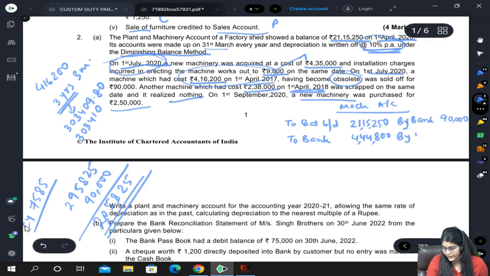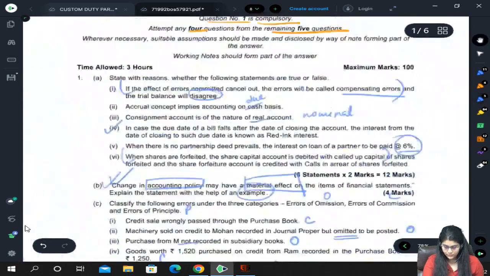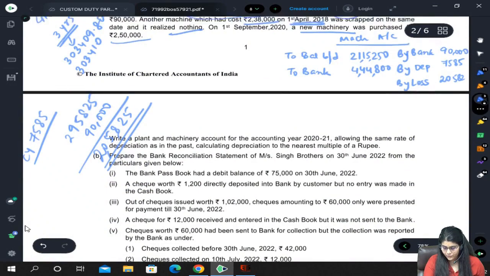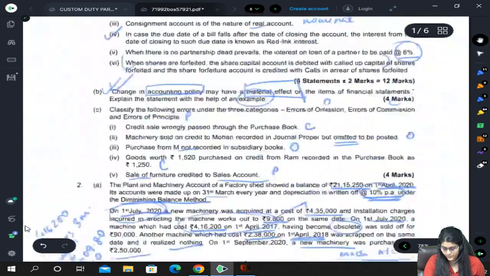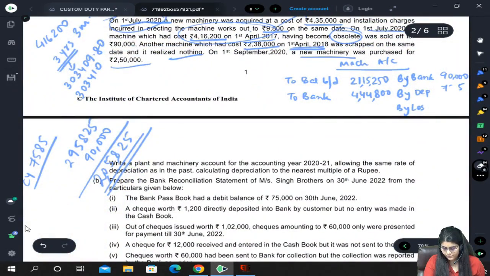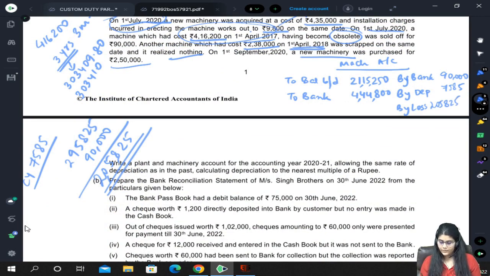First of all, let's charge the depreciation of 7,585. Then we have to charge the loss. So, loss is of 2,05,825. Next, let's come to the next machinery. This one is done.